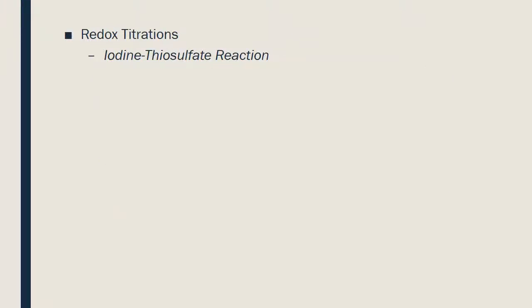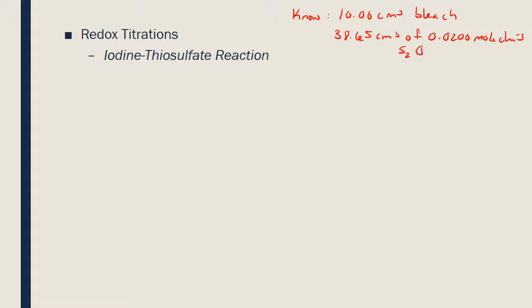So what do we know? We originally worked with 10 cm³ of bleach in our reaction. Then we ran our titration, and we used 38.65 cm³ of 0.0200 mol/dm³ thiosulfate. So just like before, we want to go from thiosulfate to iodine, and then from iodine back to the original reaction with the sodium hypochlorite, or the bleach. That means mole ratios.